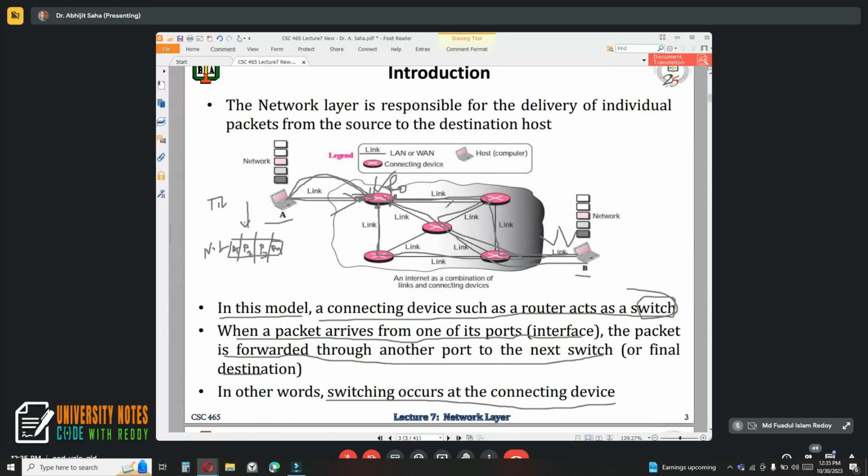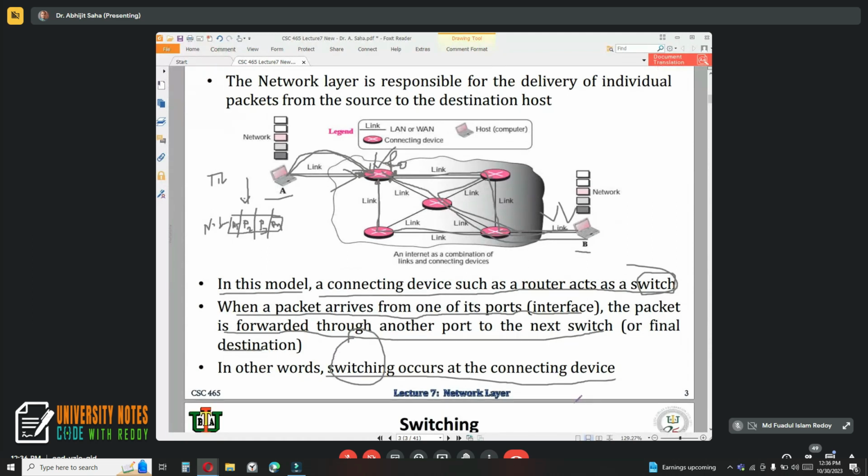So the process where the router receives a packet and forwards it to the next node or next router, that procedure is called switching. It says here that the switching occurs at the connecting device.